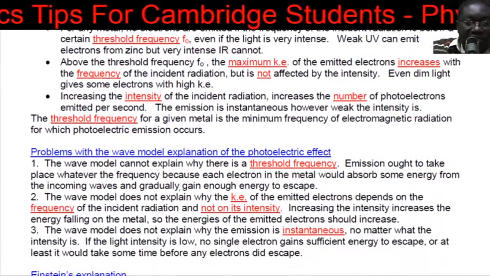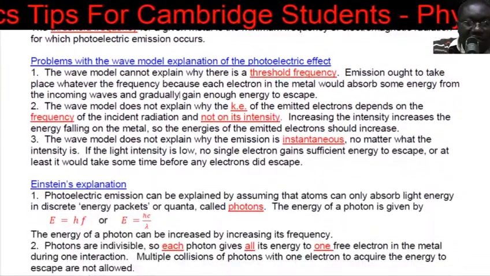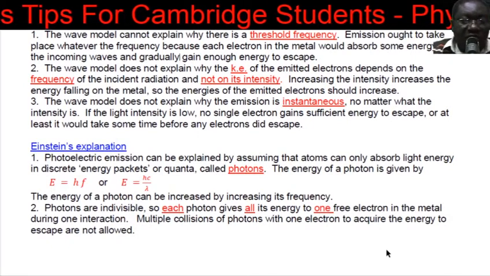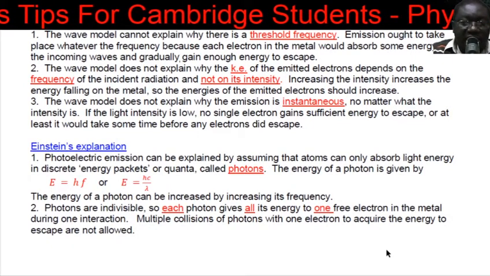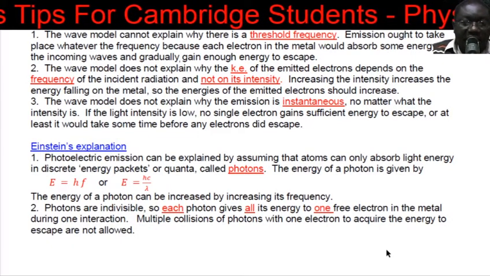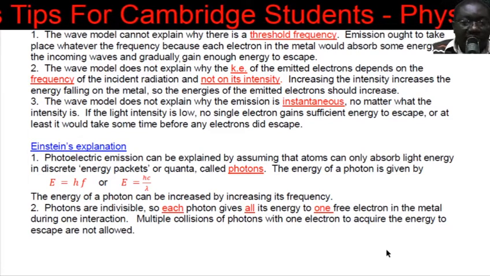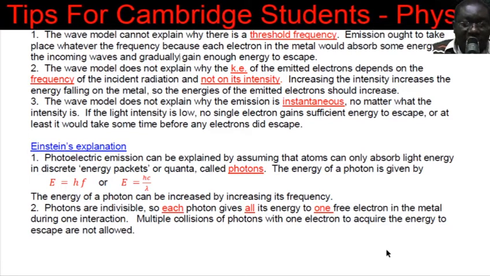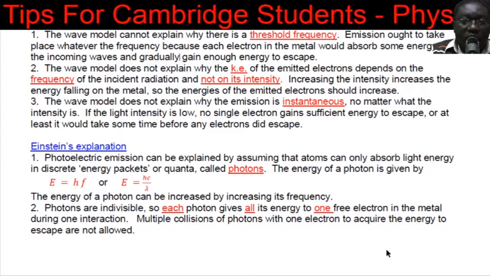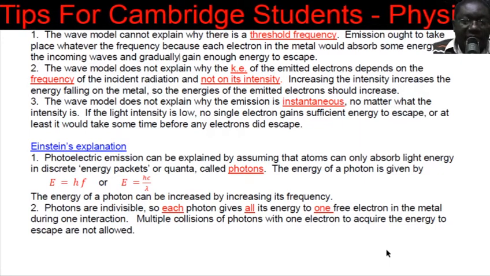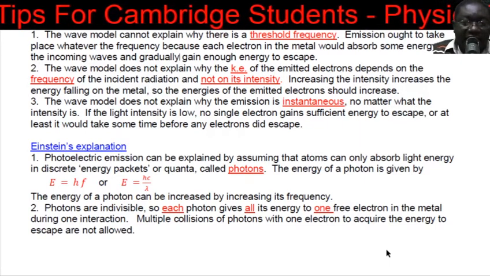Problems with the wave model explanation of the photoelectric effect. The wave model cannot explain why the threshold frequency is there. Emission ought to take place whatever the frequency, because each electron in the metal would absorb some energy from the incoming waves, gradually gaining enough energy to escape.